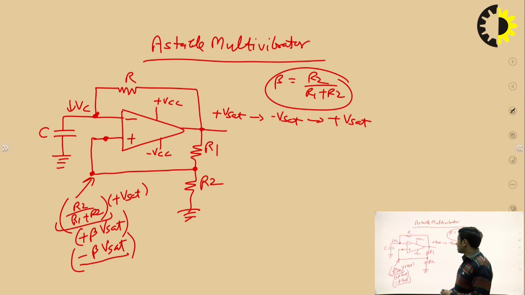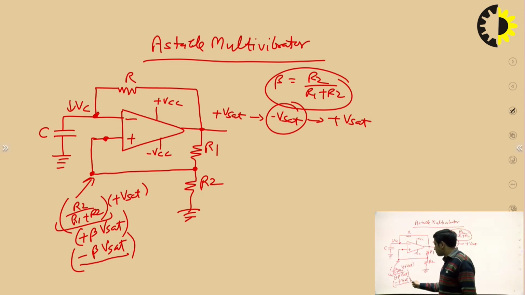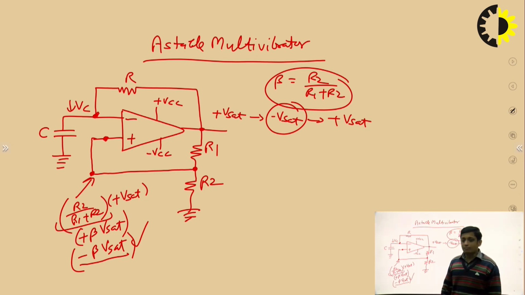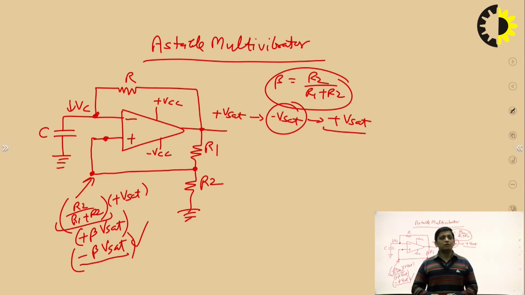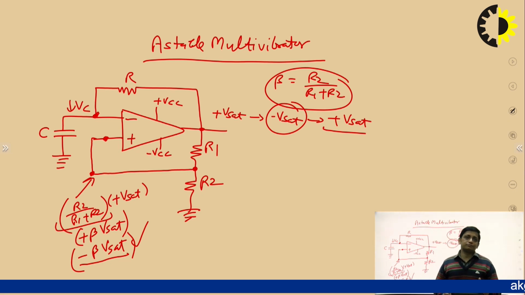And when the output is at minus Vset, the non-inverting terminal voltage is minus beta Vset. When Vc is decreasing and becomes less than minus beta Vset, then again the output will come to plus Vset. So this process will keep repeating. It means that the capacitor will be charging and discharging, and the output will get switched from plus Vset to minus Vset, and minus Vset to plus Vset.